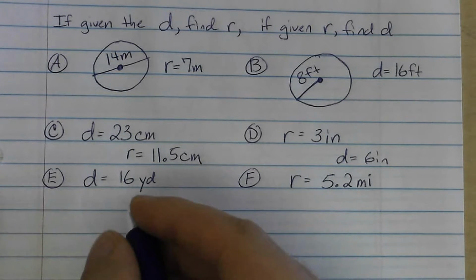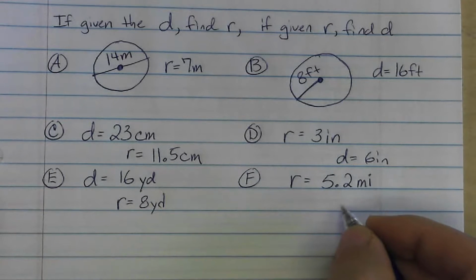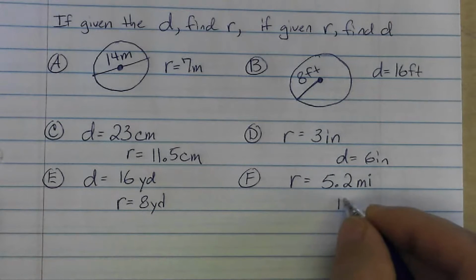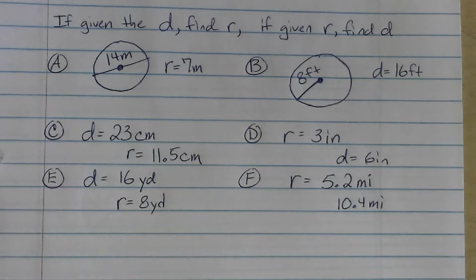Here we have a diameter of 16 yards, so the radius would equal 8 yards. And here we have a radius of 5.2 miles, so the diameter would be double that, 10.4 miles. Hopefully you have a pretty good handle on that.